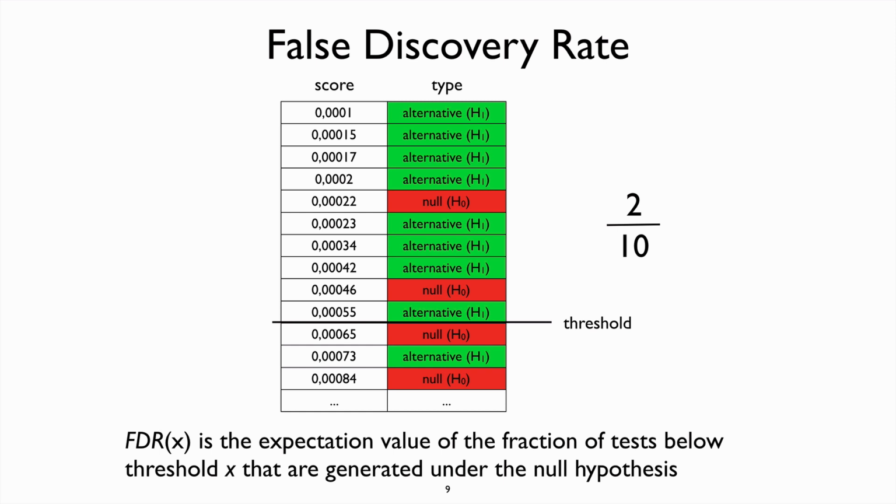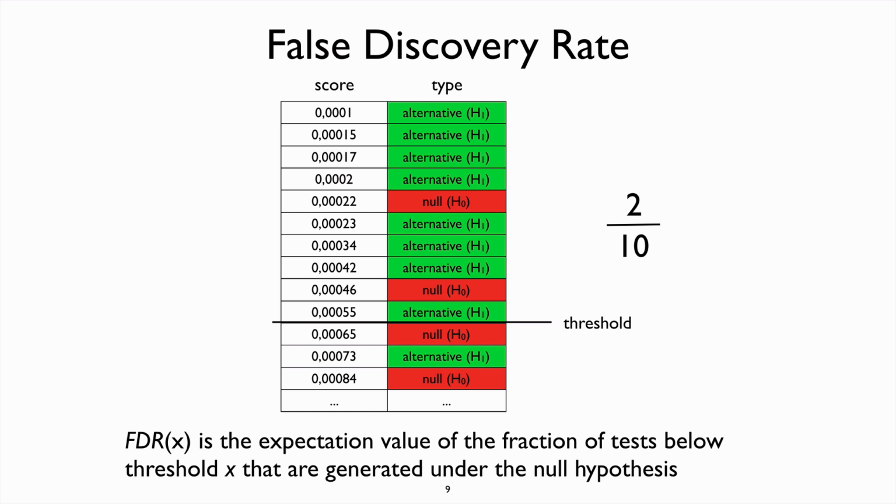So in our case, we have a p-value score of a certain value, and above this threshold that we put on this, we can see that two of the hypotheses were under the null hypothesis, and there were in total 10 different ones above or below this threshold. That means that we got 2 out of 10 incorrect, meaning that we have a false discovery rate of 20%.